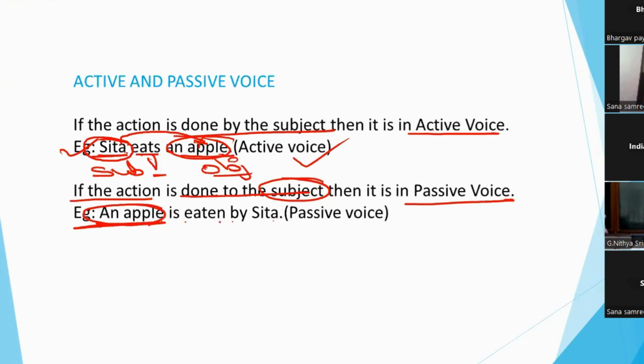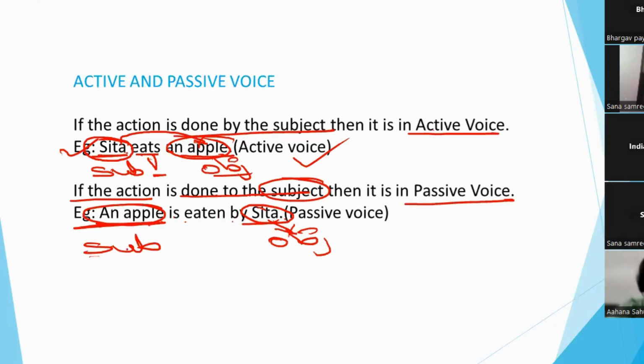Now tell me, what is the object here? Sita. Yes, now Sita is our object here. This is our subject and this is our object. So now what is said in this sentence? An apple is eaten by Sita. Now tell me whether this subject is doing some action or receiving some action from this object.